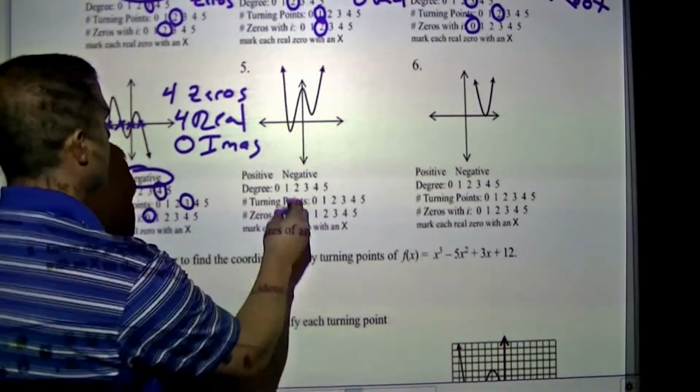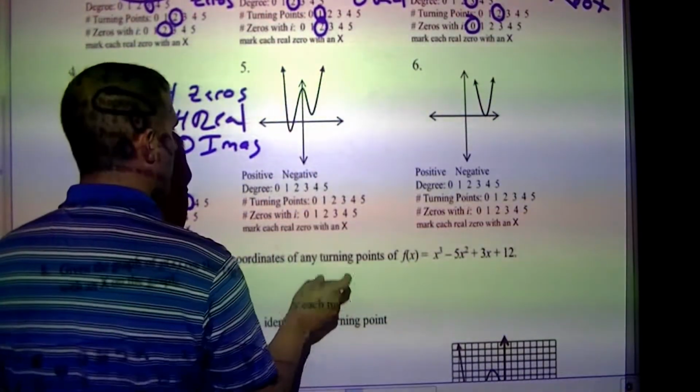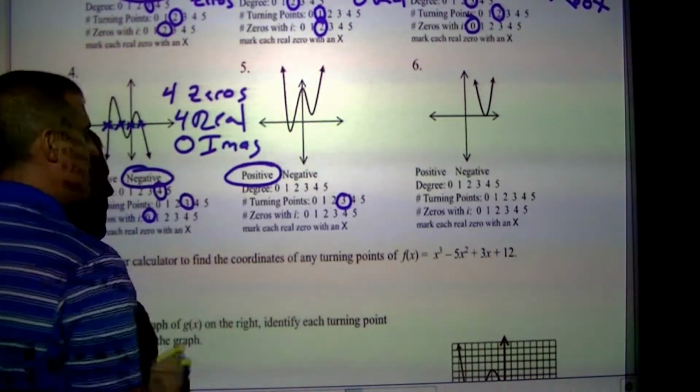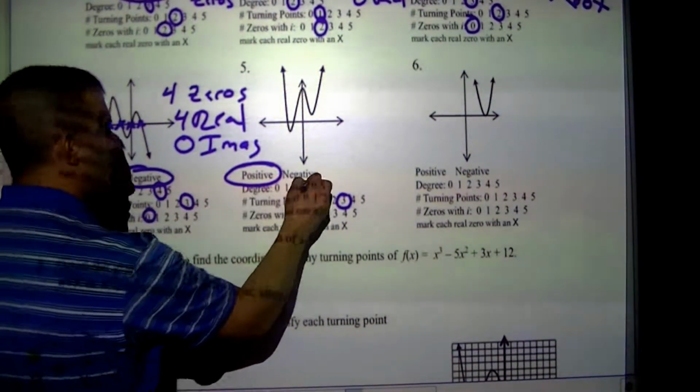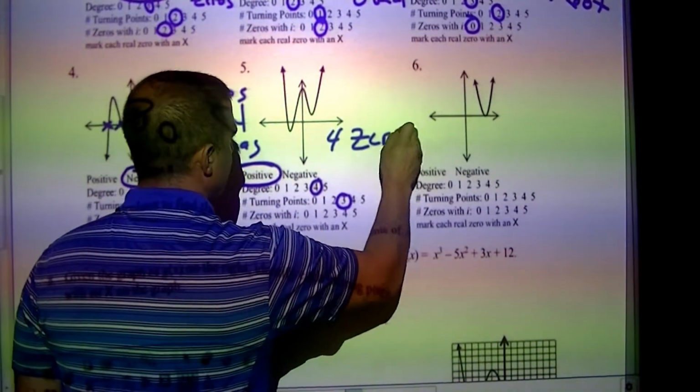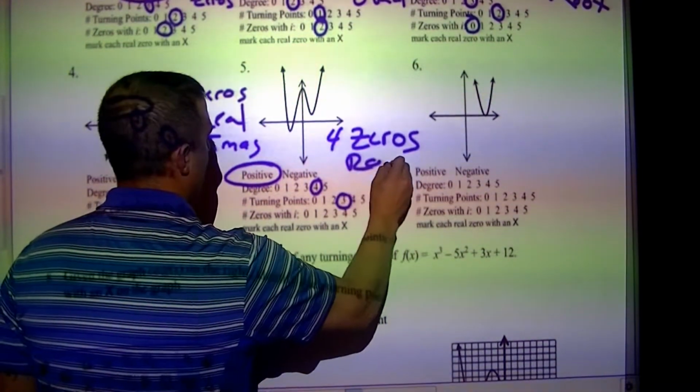All right, this has 1, 2, 3 turn points. Both those are going up, so that's going to be positive. One more degree is 4. So I've got 4 zeros are possible. Let's talk about real and imaginary.